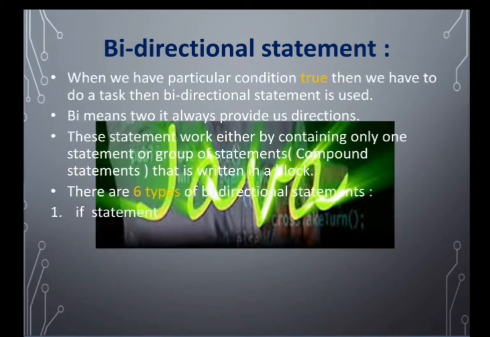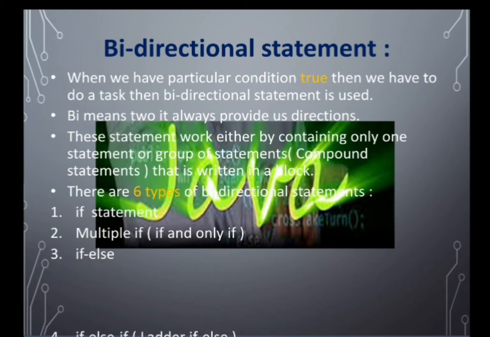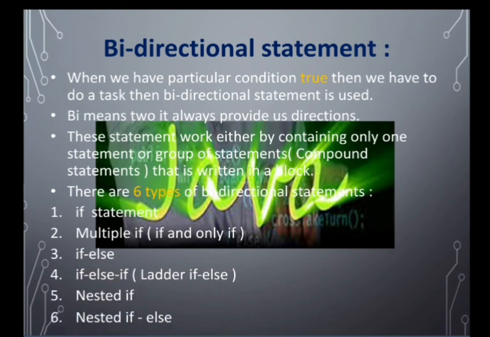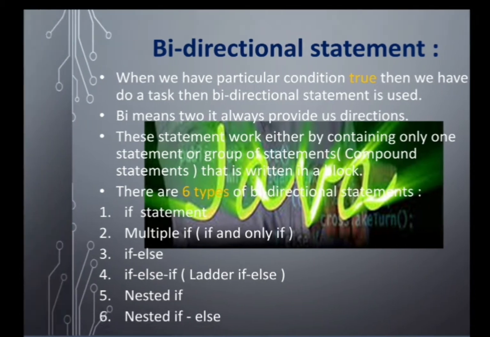And we have six types. Number one is the if statement. Then we have multiple if, that is, if and only if. We can have if else, we can have an if else if ladder, and we can have nested if and nested if else. It depends on our condition, on the question and whatever it demands, we have to choose one of them and apply it in our programming.